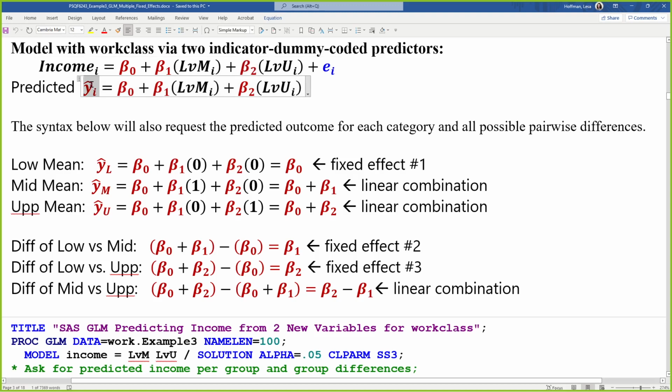So then the prediction for each type of person is given by y hat here. So the E drops off if I'm talking about a predicted outcome. And these 3 terms are what I need to figure out how the model says what the outcome's supposed to be for someone in any category.